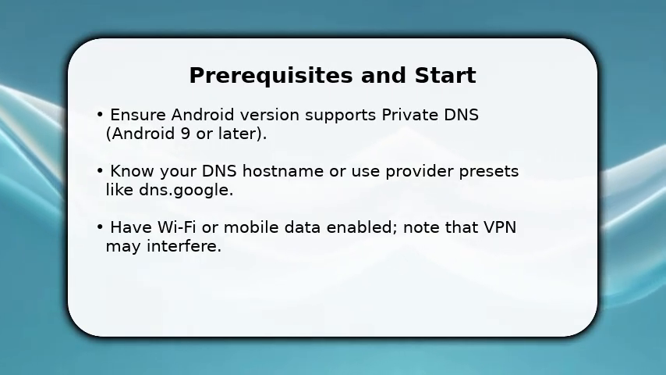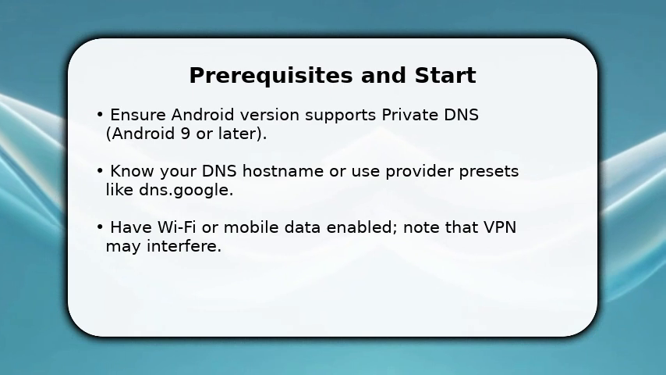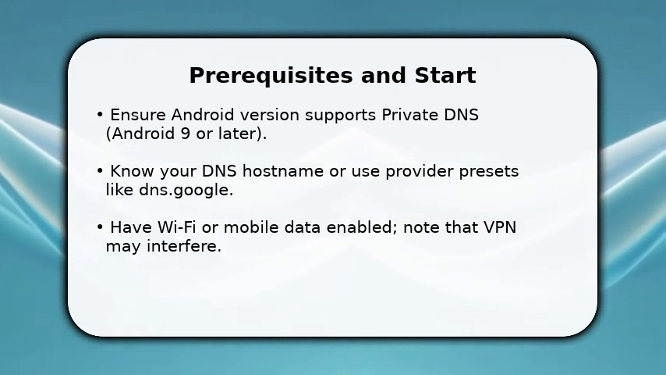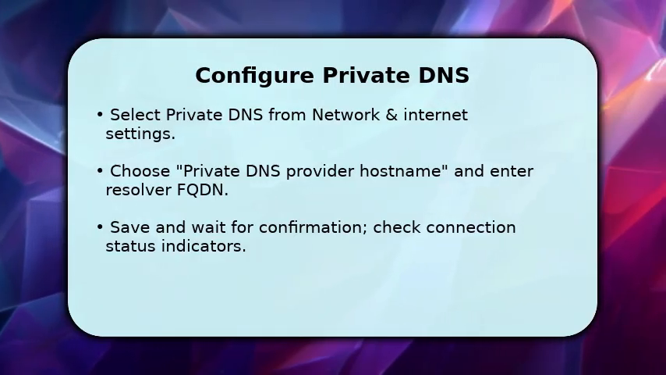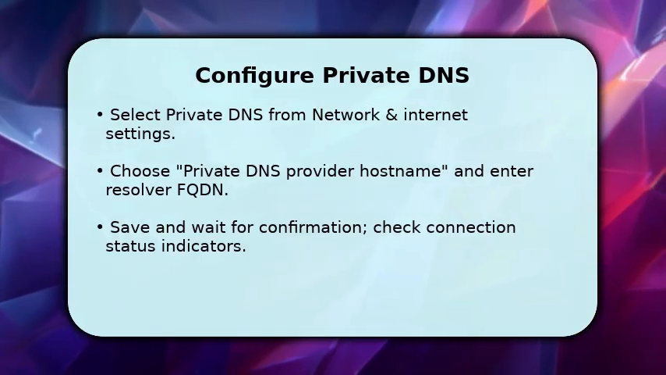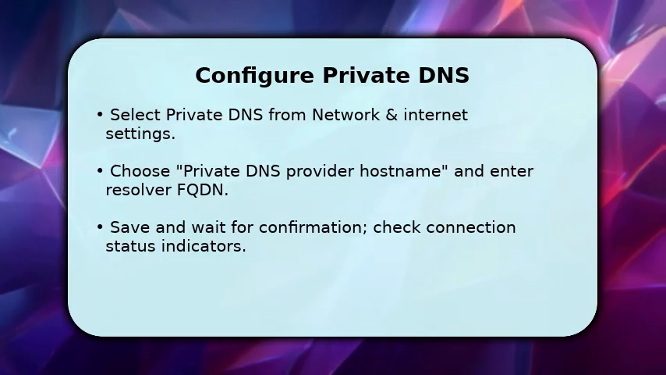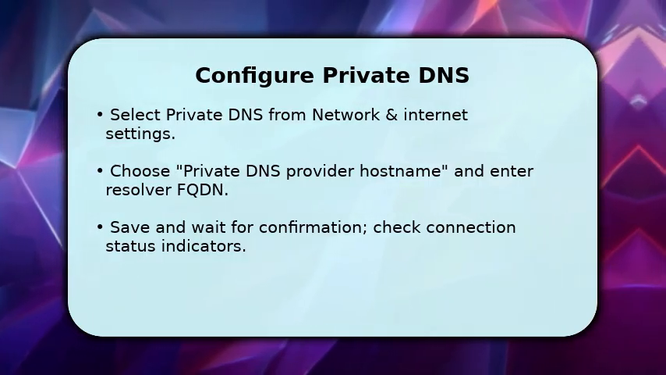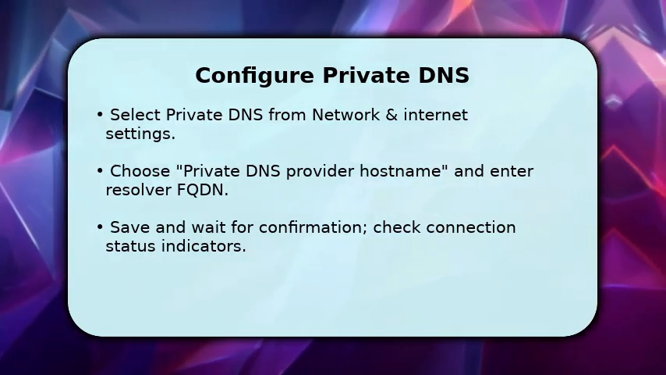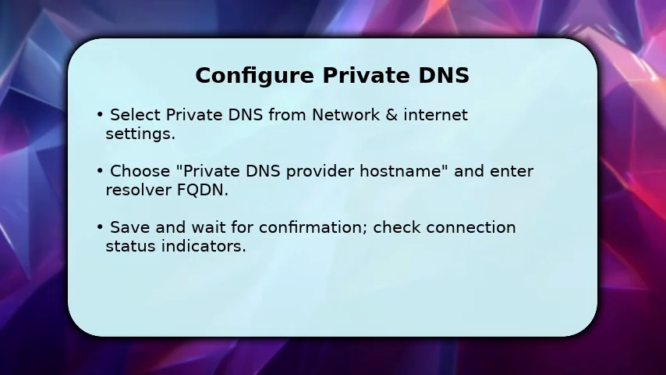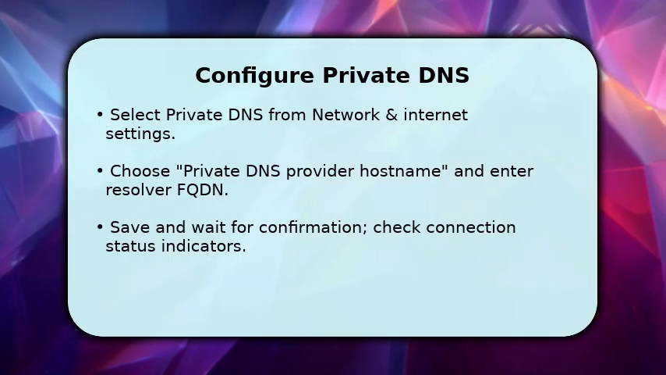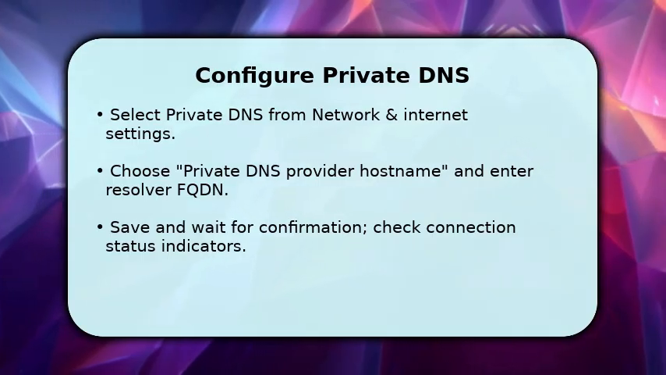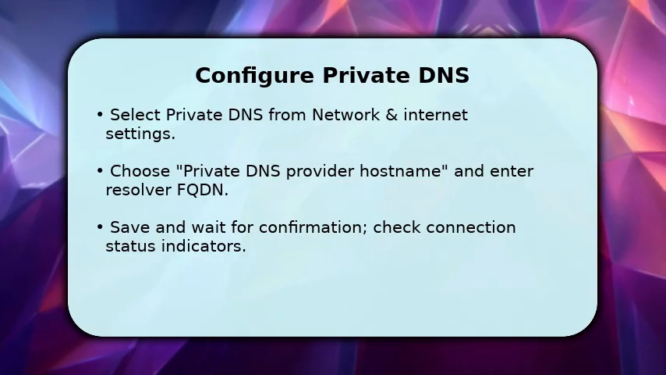Now tap Private DNS to start configuration and proceed to the detailed selection step. Once in the Private DNS panel, choose the option labeled Private DNS Provider Hostname. You will type the resolver's fully qualified domain name, for example dns.google, rather than an IP address, this is required by the protocol. After entering the hostname, tap Save and allow the system a few seconds to validate the TLS connection.